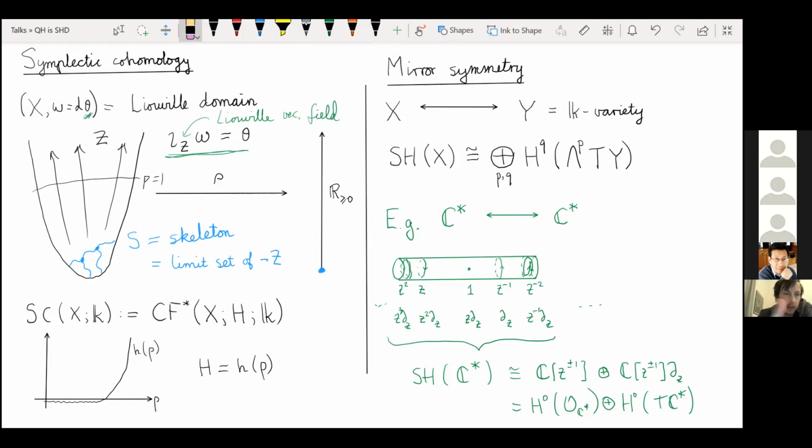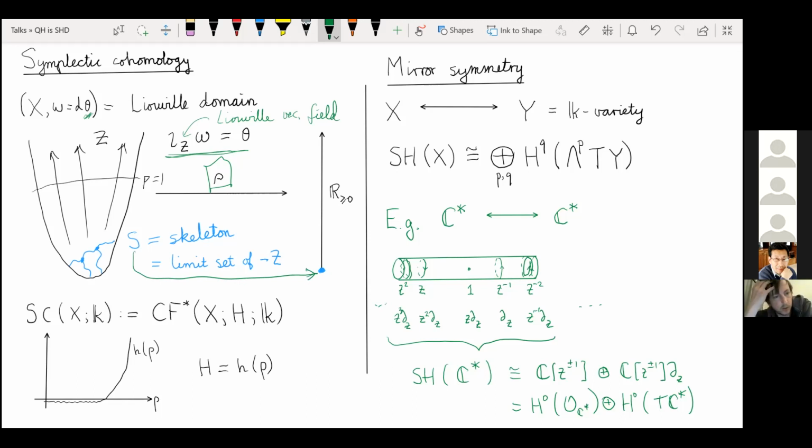This is the function rho here. It's a map to the non-negative reals. And the skeleton S gets sent down here to 0. And that's why I drew 0 blue.